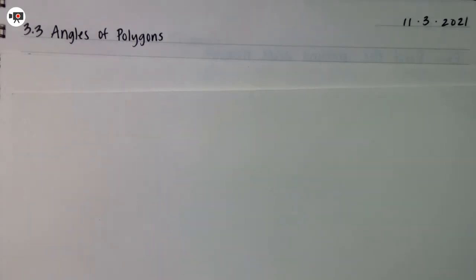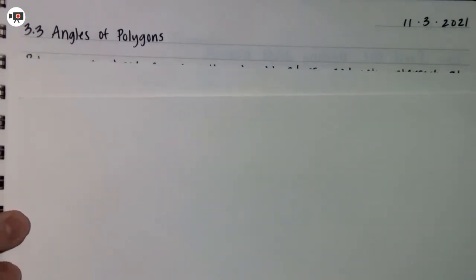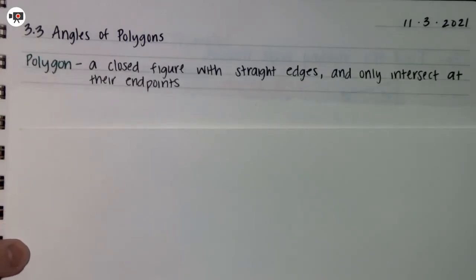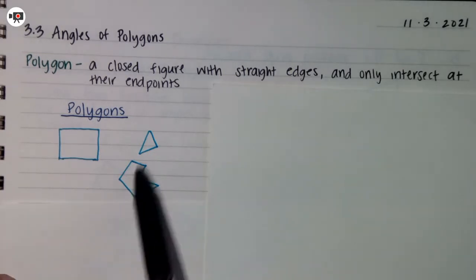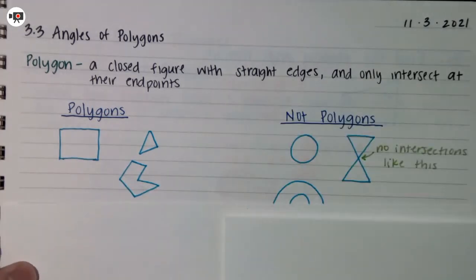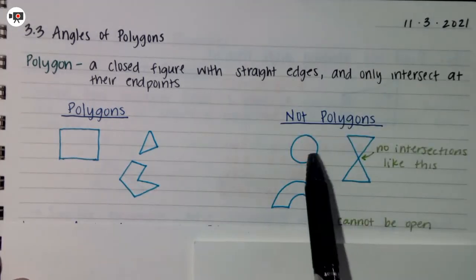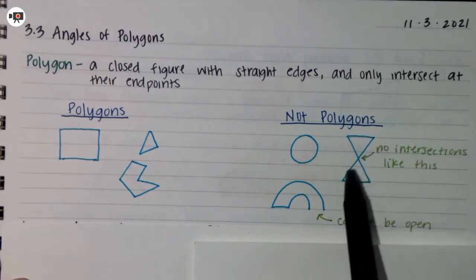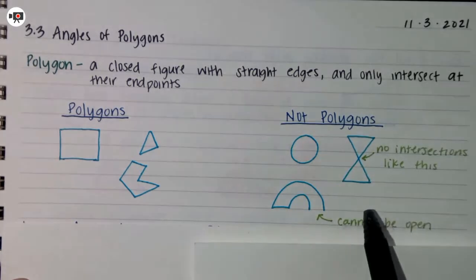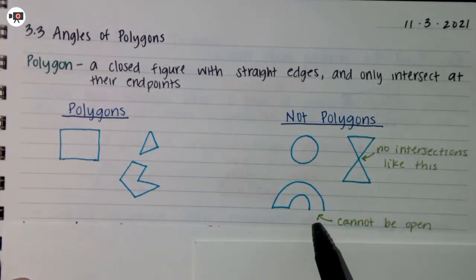This is 3.3, talking about angles of polygons. So a polygon is a closed figure with straight edges, and those edges only intersect at their endpoints. These are polygons because they all have straight edges and they are one whole figure. These are not polygons because this one is round, this one is two parts, so they intersect here at more than just their edges, and this figure is open, so they have to be closed as well.